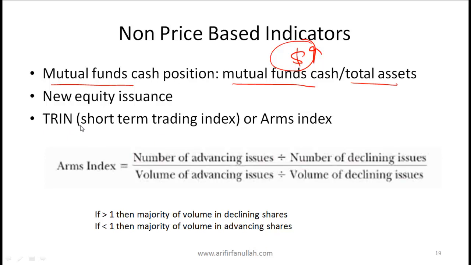And then there is this interesting indicator called TRIN, which stands for short-term trading index. It's also called the ARMS index, which is basically the number of advancing issues divided by the number of declining issues, the whole thing divided by the volume of advancing issues divided by the volume of declining issues. You can do the basic maths here. If this ratio is greater than 1, then the majority of the volume is in declining shares, which is a bearish sign. And if this ratio is less than 1, then the majority of the volume is in advancing shares, which is a bullish sign. You can pause the video here, study this formula, and make sure that this point over here makes sense.